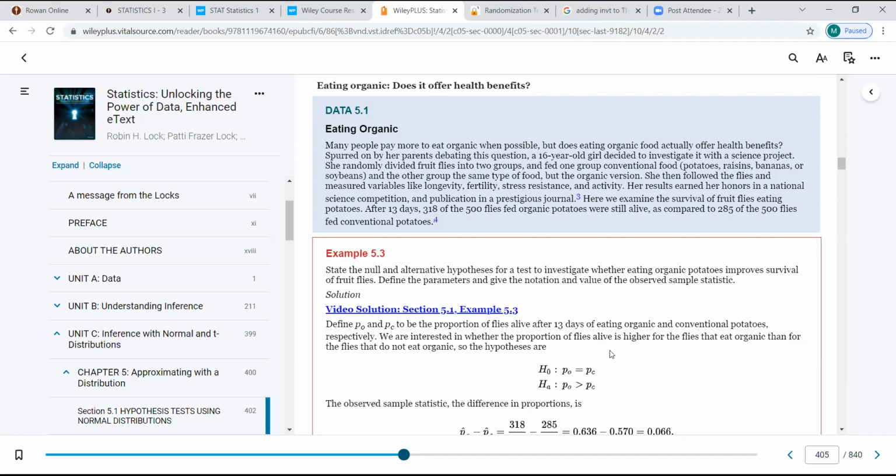Now, remember, the 500 flies for each group were just randomly selected, right? We're assuming that 500 were randomly selected fruit flies, and there could be thousands of these flies. So we're not going to be measuring how long all the flies are alive. We're taking a random sample of 500 for each group.